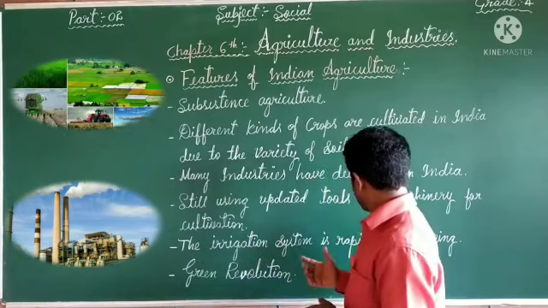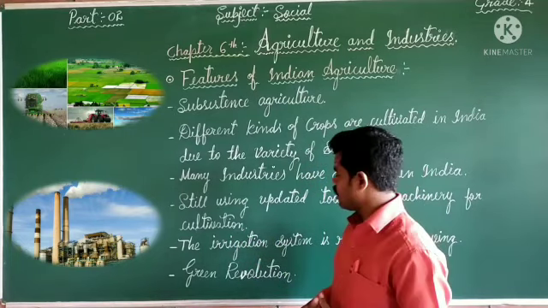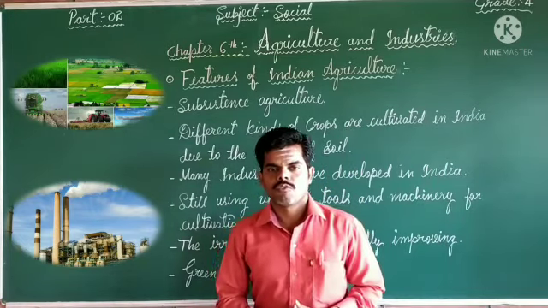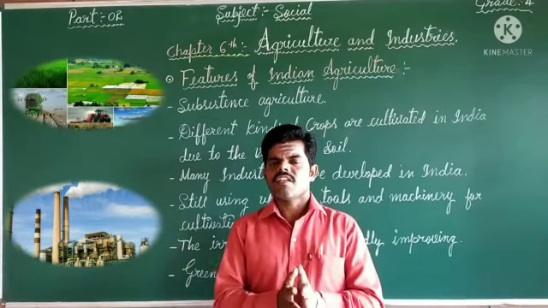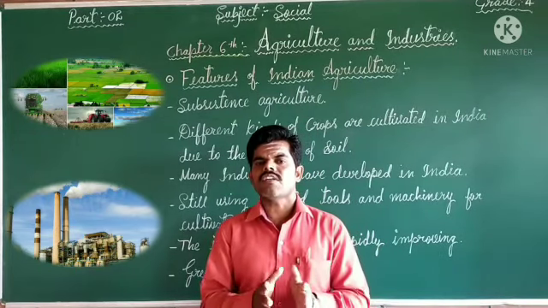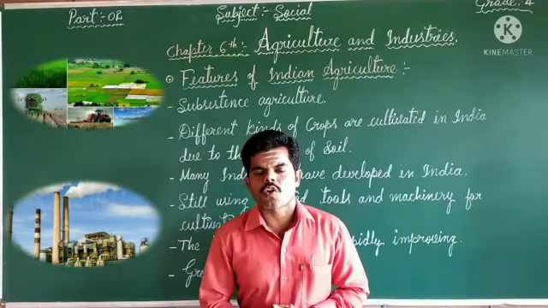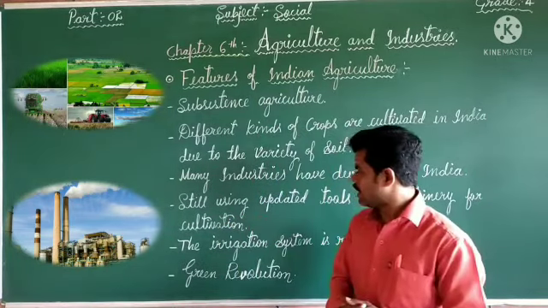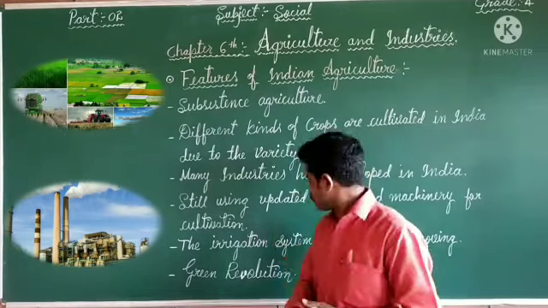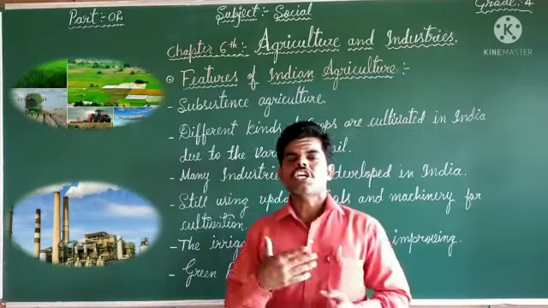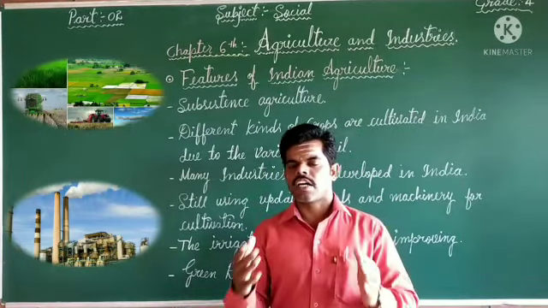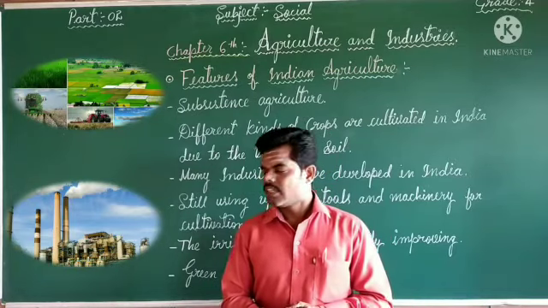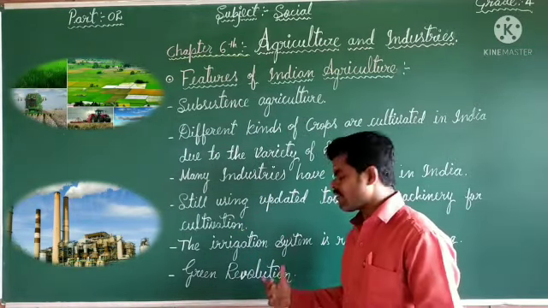The irrigation system is rapidly improving. Why? Because of the many industries, and when they started to grow more crops in Indian agriculture, automatically the irrigation system is also rapidly improving for agriculture purposes.